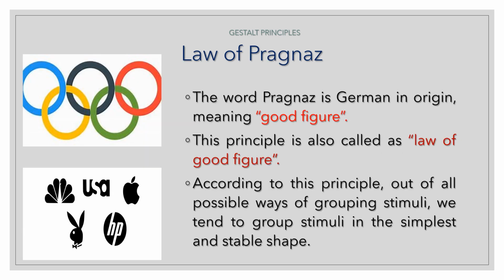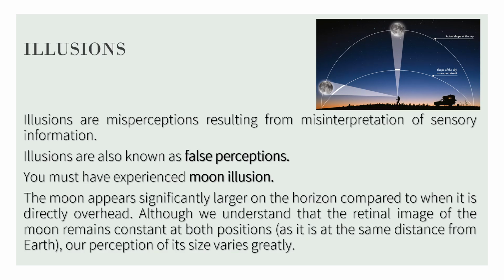Law of Pragnanz is also known as law of good figure. According to this principle, out of all possible ways of grouping stimuli, we tend to group stimuli in the simplest and most stable way. So the figures are organized so that they look like a good figure, like logos of companies, and you can see the logo of the Olympics. So these are good figures.